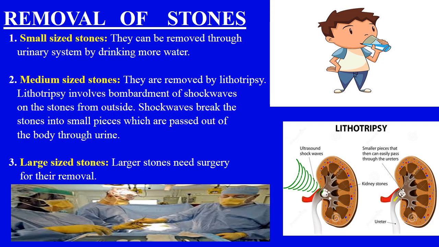Okay, removal of the stones. Small size stones can be removed through the urinary system by drinking more water. The easiest solution, that if we have very small stones, then by drinking a lot of water we can remove those stones. Second is the medium sized stone. They are removed by lithotripsy. So what is lithotripsy?